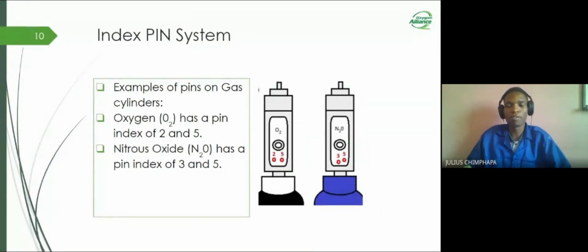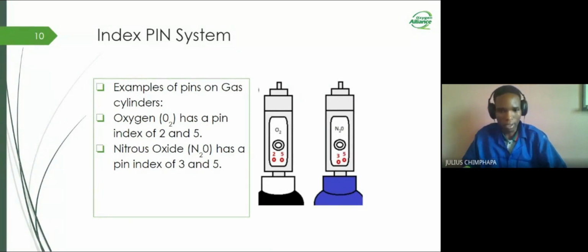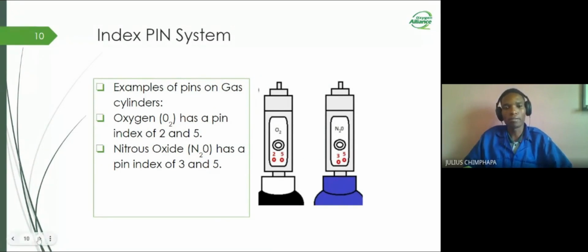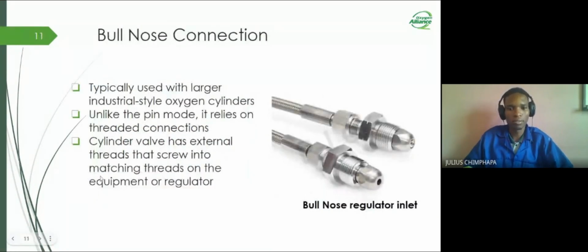This is done to avoid connecting the wrong cylinder to the wrong equipment, or to avoid giving patients the wrong gases, which can happen by connecting the wrong cylinder to a patient who is in need of oxygen. And moving on, we'll look at the bull nose connection system.